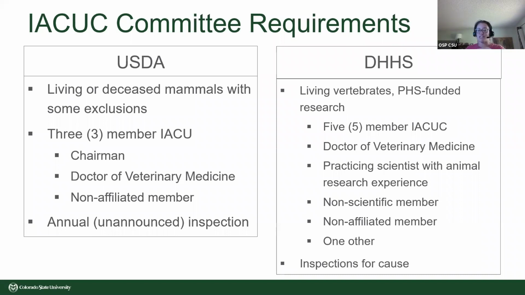Conversely, with DHHS, it has to be a 5-member IACUC, and you can read the 5 members there. And then the final difference between the two is that inspections have to happen annually for USDA, whereas the DHHS inspections are for cause, meaning that you either self-reported something or something came up during an annual USDA inspection and they told DHHS to come out and check out your facilities. So that inspection is typically for cause, where USDA has to occur on an annual basis.